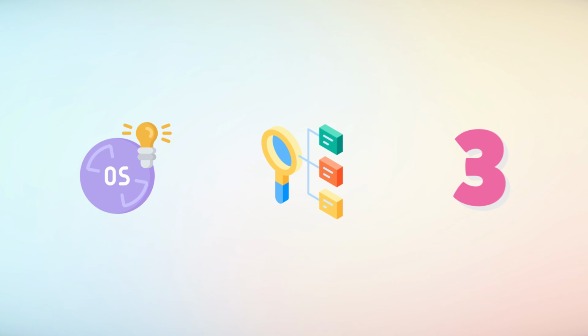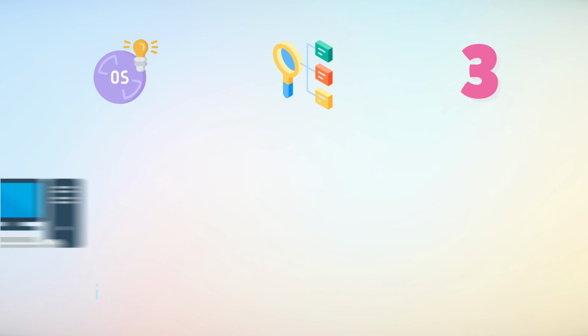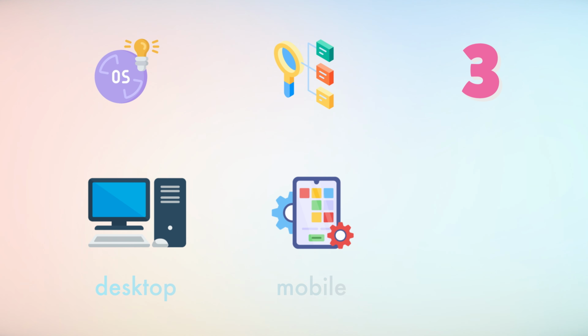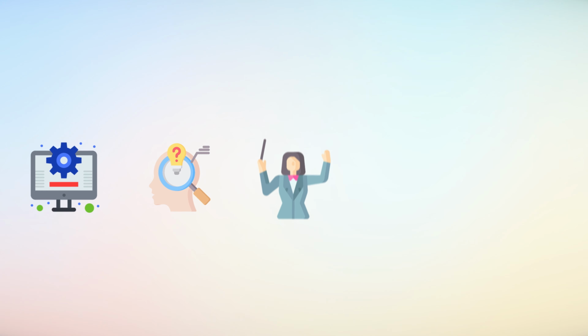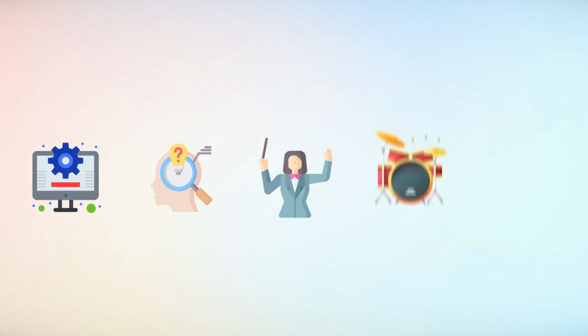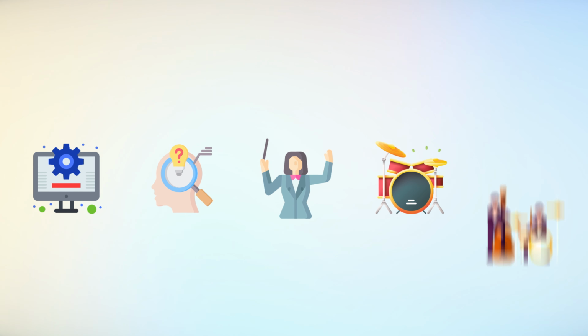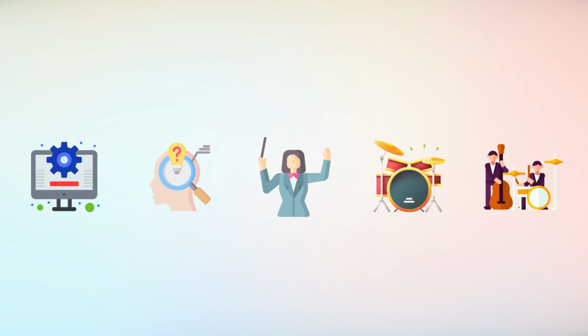Operating systems can be broadly classified into three main types: desktop operating systems, mobile operating systems, and server operating systems. Each type is tailored to meet the specific needs of its intended environment, much like a music conductor carefully selects the instruments to create a harmonious composition.